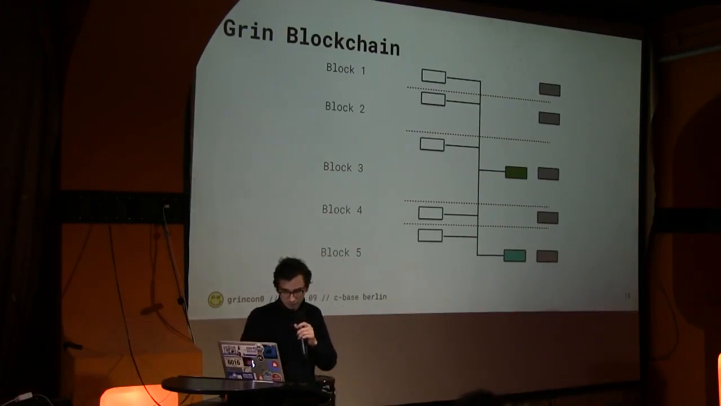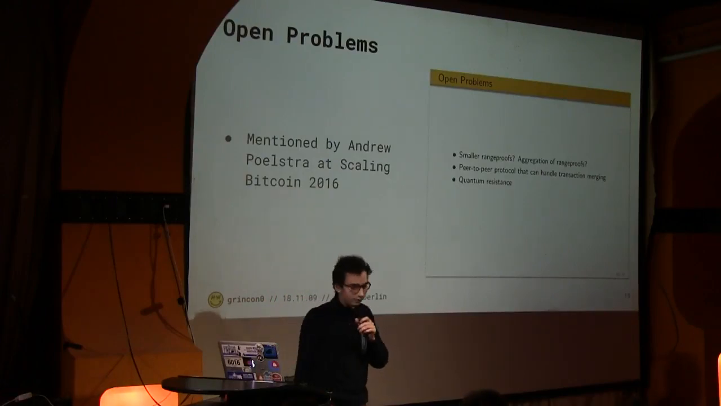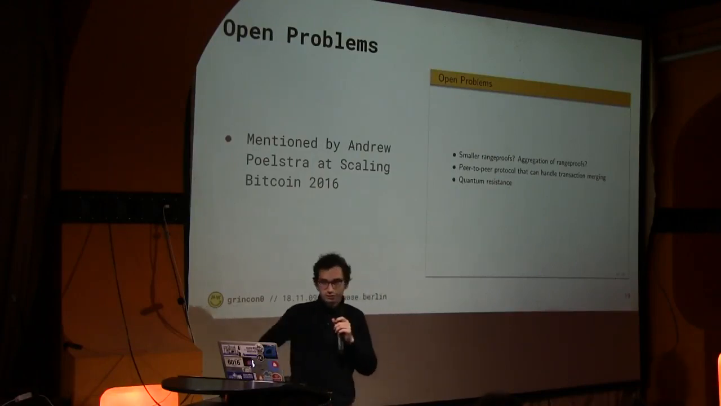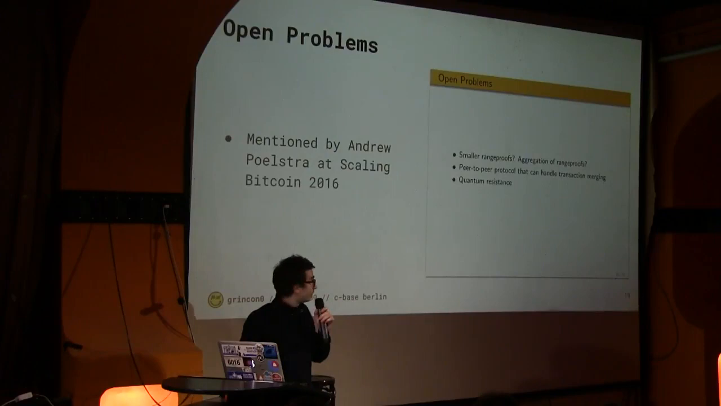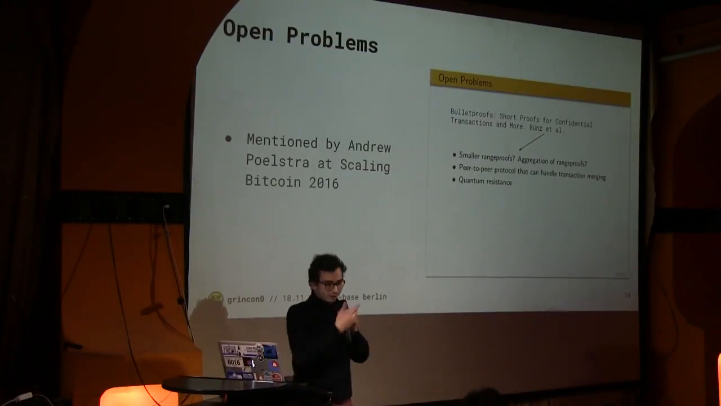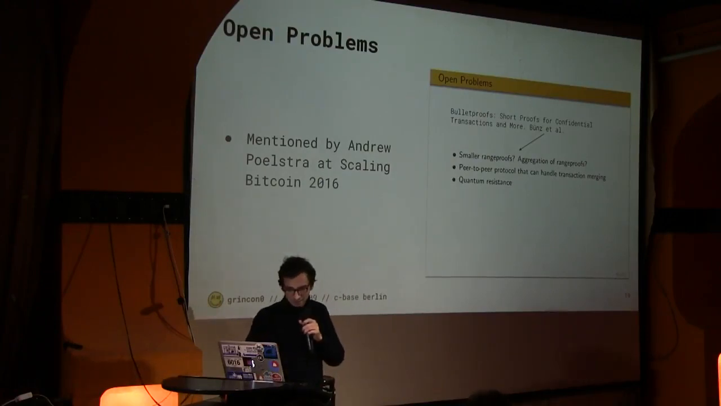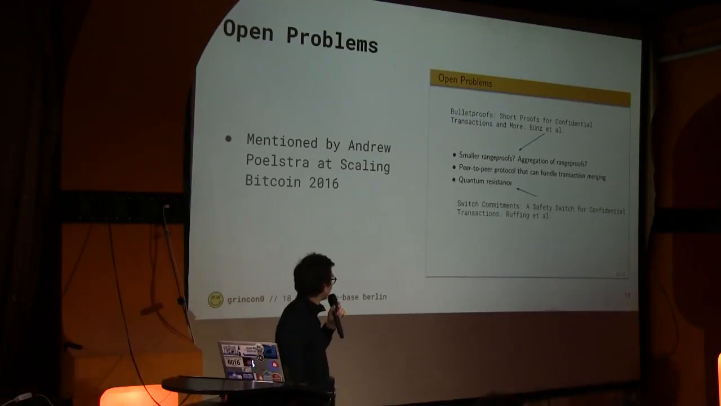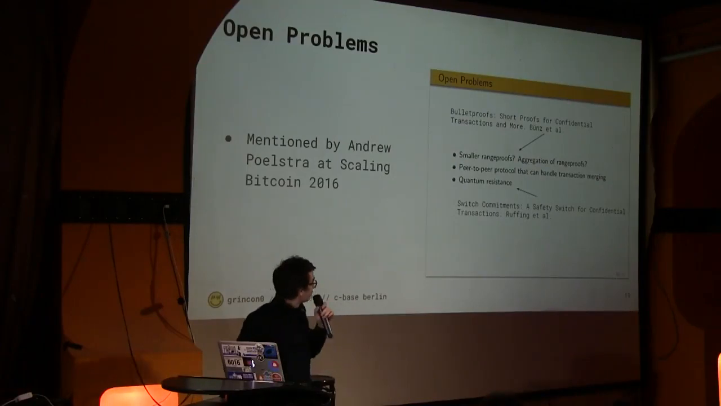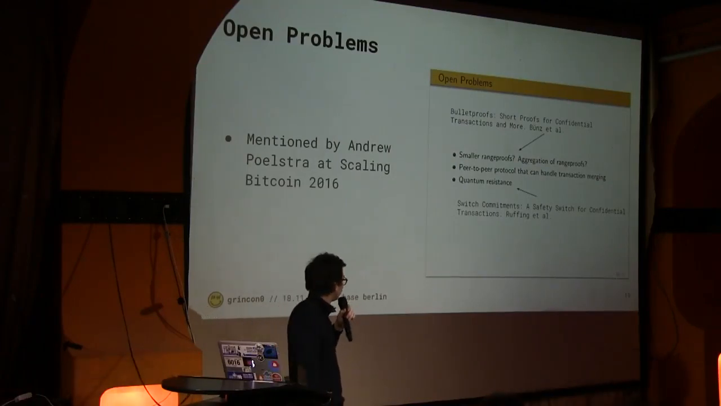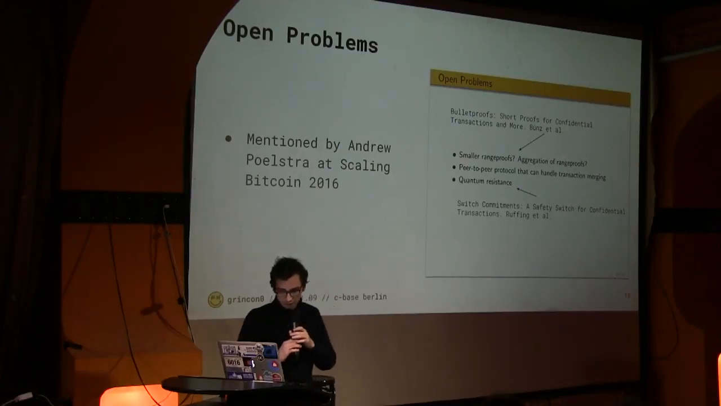And finally, we are just going to go back on scaling Beacon 2016. At the time there were 3 open problems. The first one was smaller range proofs, because at that time the range proofs were really big. There was no such thing as Bulletproofs, which appeared later, by Benedikt Bünz, the same guy as before. The third one was quantum resistance, which can be fixed by switch commitments. And the second one was a peer-to-peer protocol that can handle transaction merging. And this is the subject of this talk.